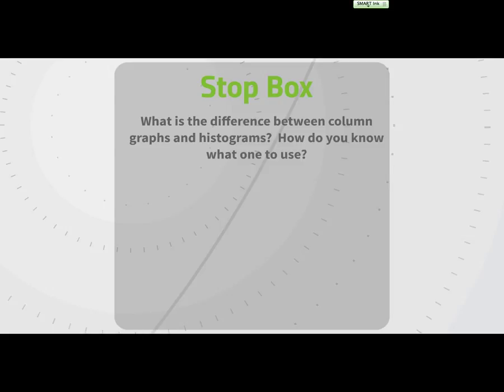Okay, real quick with that stat box, what's the difference between those column graphs and histograms? I heard someone say it. The space in between. Column graphs have a space in between. Histograms don't. Yep, they're touching. How do you know which one to use? Yeah, if it has a range, if your data is in intervals, you've got to use the histogram because it's touching, that's continuous. But if it's all separate values, then you can use your column graph.